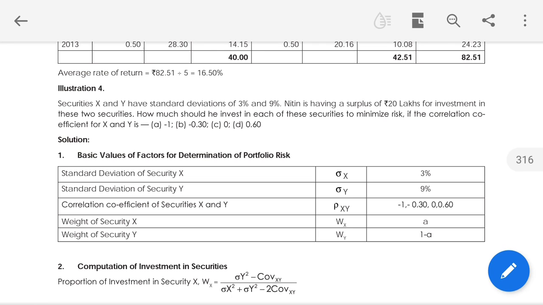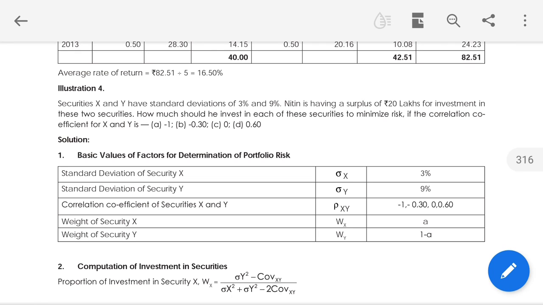Question number 4. Securities X and Y have standard deviations of 3% and 9%. Nitin has a surplus of 20 lakh rupees for investment in these two securities. How much should be invested in each of these securities to minimize risk? If the correlation coefficient for X and Y is scenario A -1, scenario B -0.30, scenario C 0, scenario D 0.60. So from this question, look at solution point number 1, whatever details are available.